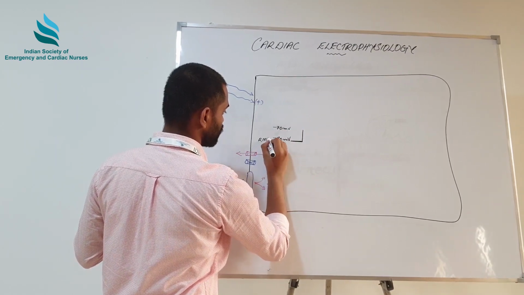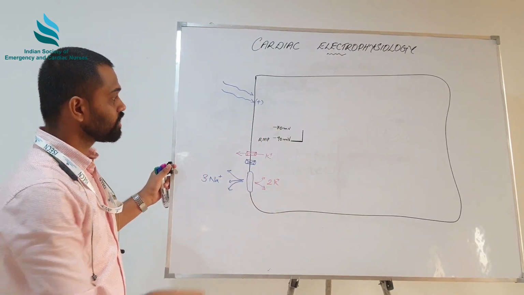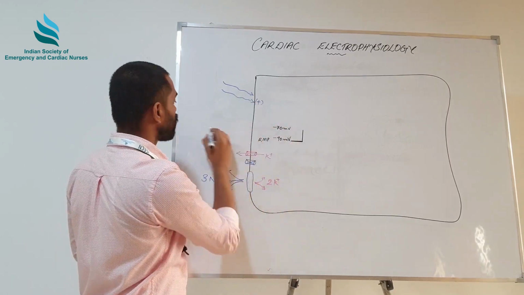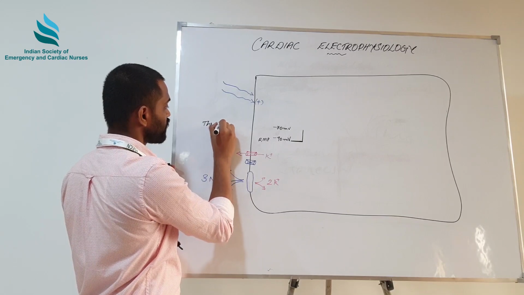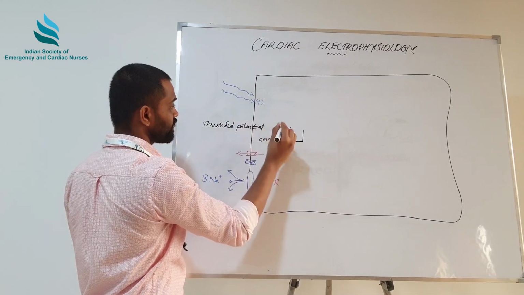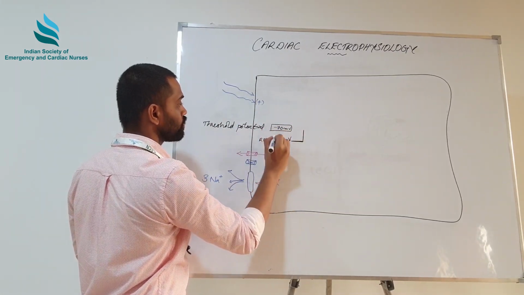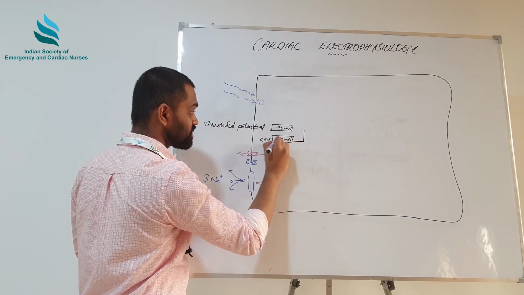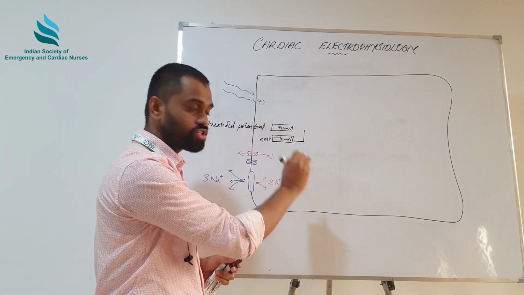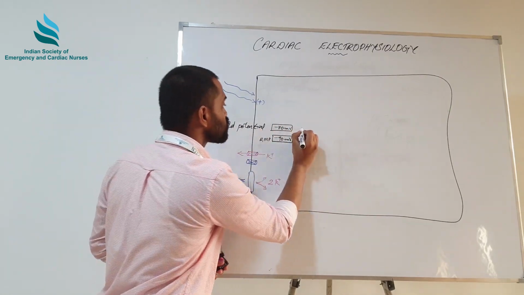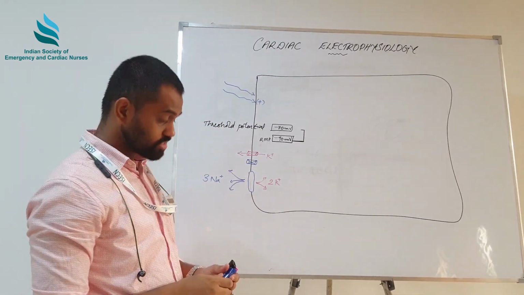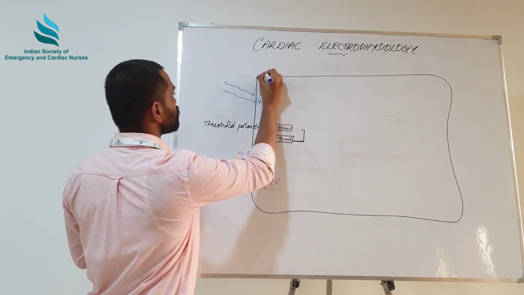Here, minus 70 millivolt in a contractile myocardial cell is what we call the threshold potential. Minus 90 millivolt is the resting membrane potential. So as the voltage inside the cell touches the threshold, voltage gated sodium channels will be opened. So here we have sodium channels.